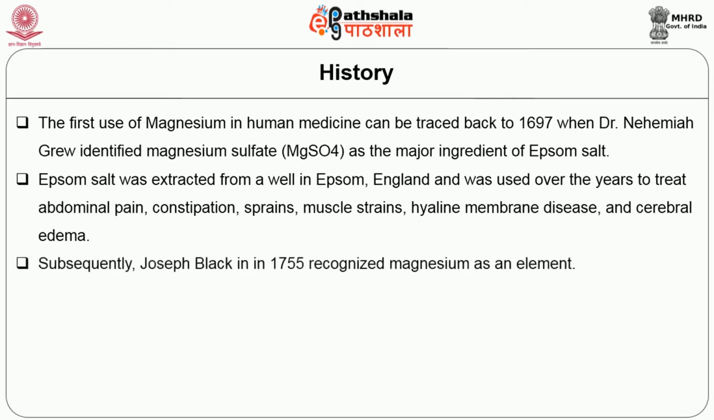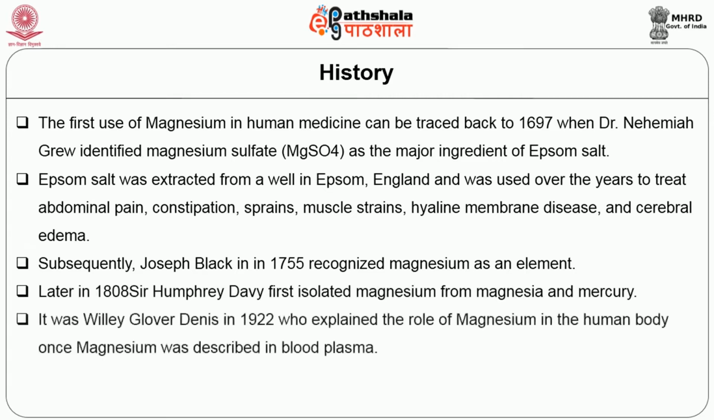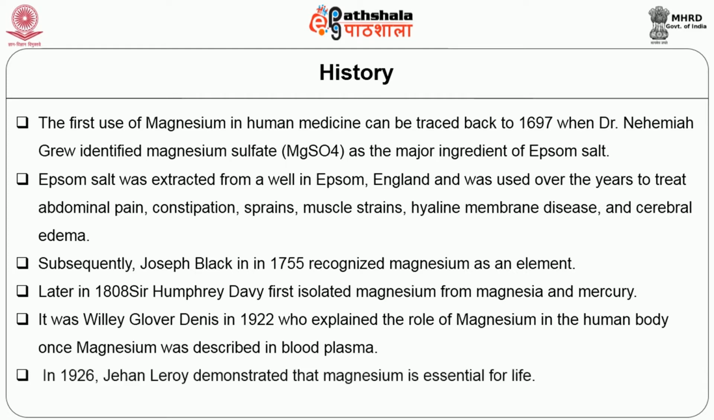Subsequently, Joseph Black in 1755 recognized magnesium as an element. Later, in 1808, Sir Humphry Davy first isolated magnesium from magnesia and mercury. It was Willie Glover Dennis in 1920 who explained the role of magnesium in the human body. Once, magnesium was described as body blood plasma. In 1926, Jean Leroy demonstrated that magnesium is essential for life.